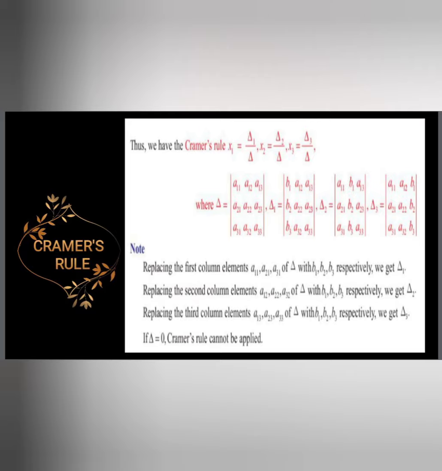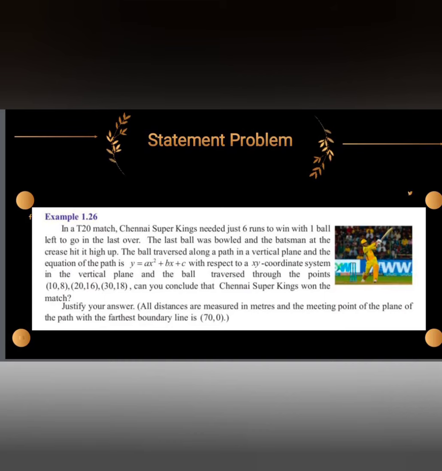Now we'll move on to the example sum. Read the question. In a T20 match, Chennai Super Kings needed 6 runs to win with 1 ball left to go in the last over. The last ball is bowled and the batsman at the crease hits it up. The equation given is y is equal to ax square plus bx plus c with respect to the xy coordinate system, and the points are (10, 8), (20, 16) and (30, 18).